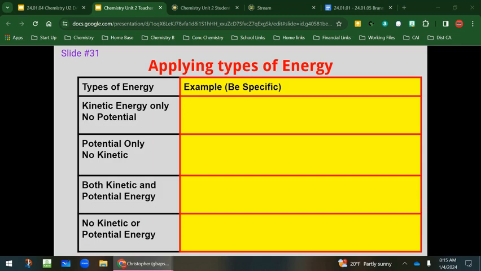A cheeseburger sitting on a plate on the ground. Actually, you wouldn't even need to put it on the ground. A cheeseburger sitting on a plate. Either way, it's going to have potential. Potential energy for you when you eat it, potential energy because the plate is sitting on a table. But no kinetic, why? Because it's not moving. Okay. No kinetic and potential.